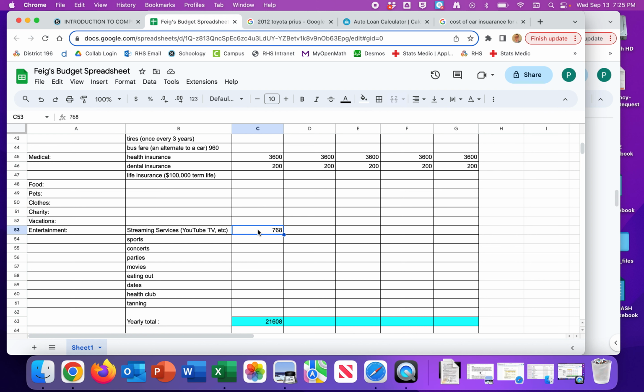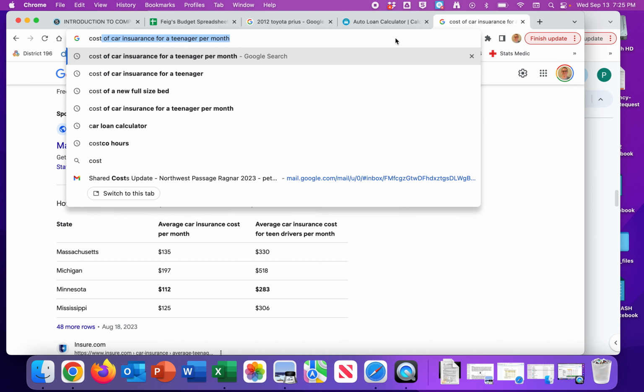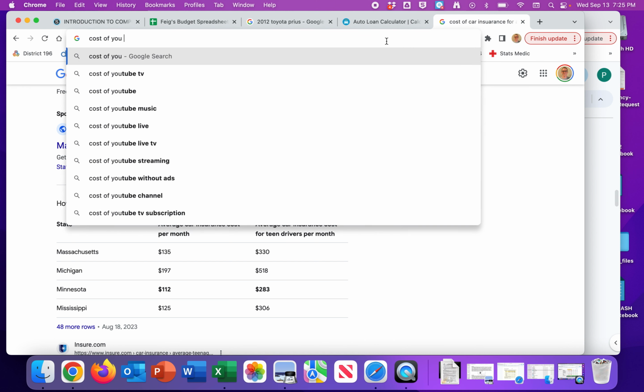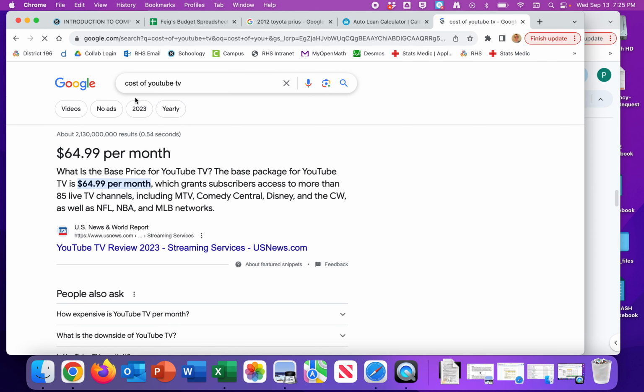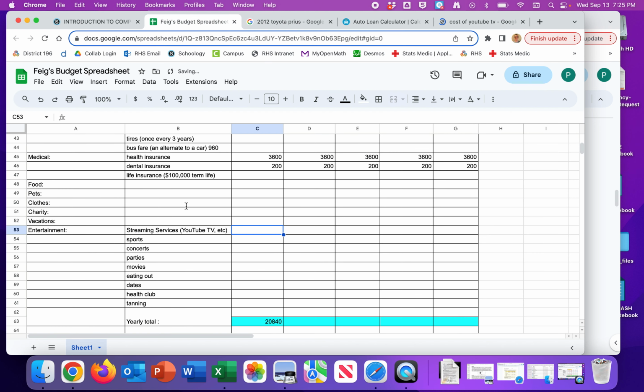I don't know why I put 768 in there. How much is YouTube TV? Cost of YouTube TV. $65 per month. So let's just say all I'm going with is YouTube. Maybe you hate YouTube TV. Maybe you want to do something else. Maybe you want good old-fashioned cable. But YouTube TV, $65 a month times 12. Oh, there's my 780. Okay.